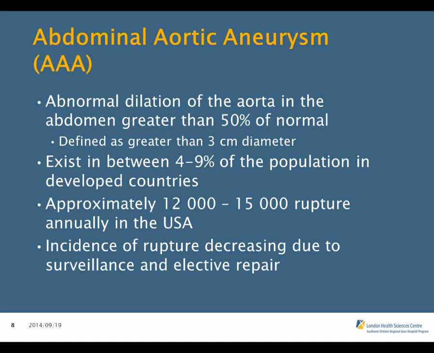4 to 9% of the population in Western developed countries have enlarged aortas, but not many of them rupture. In the States, about 12 to 15,000 per year. And so in Canada, we kind of divide that by 10, anywhere from 1,000 to about 1,500 here in Canada per year. And the incidence is actually going down because we're observing these aneurysms over time, and surgeons are electing to repair them before they rupture.